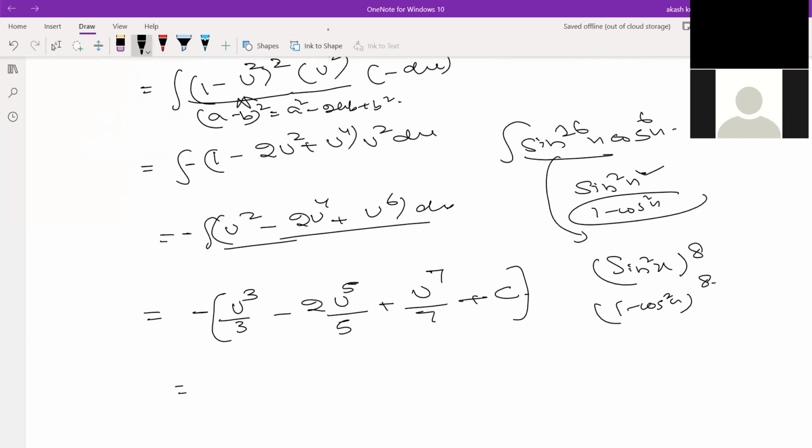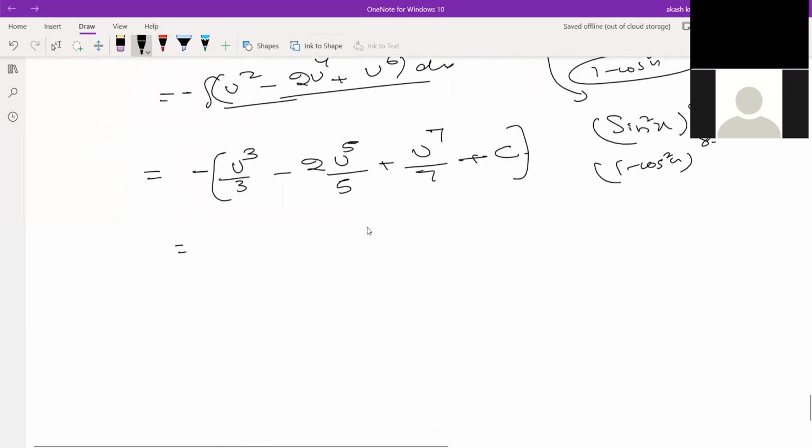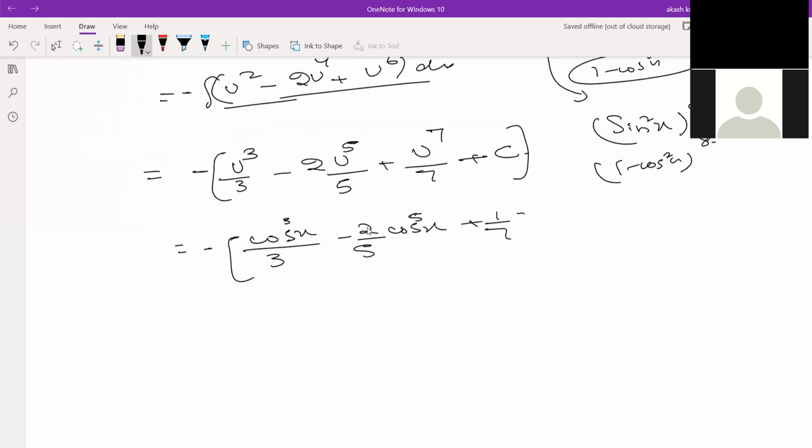No problem. So what was our u? u was our cos x. So it is minus cos power 3 x divided by 3, plus 2 over 5 cos power 5 x, minus 1 over 7 cos 7x plus c. That's the answer. Is it clear? Yes. Okay.